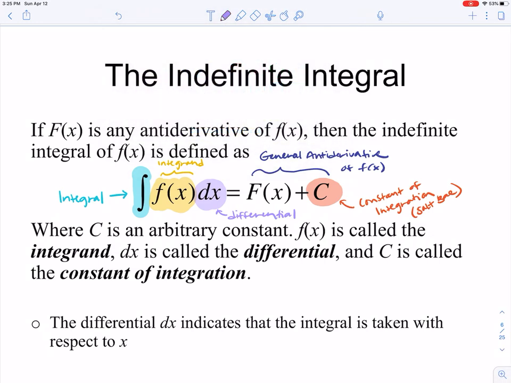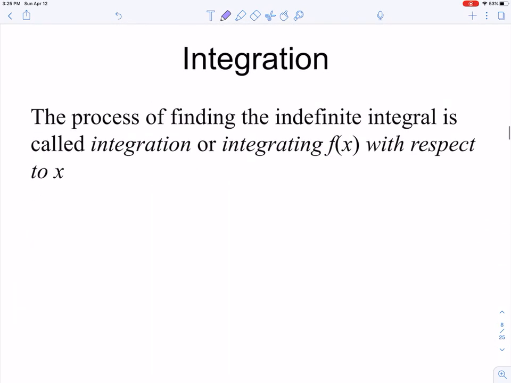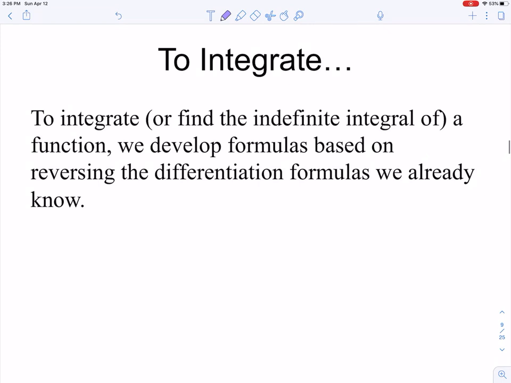And the differential tells us what we're differentiating with respect to. Or sorry, not differentiate, what we're integrating with respect to. So basically what the independent variable is. So integration, the process of finding the indefinite integral, is called integration, or integrating f of x, or whatever the function name is, with respect to x.